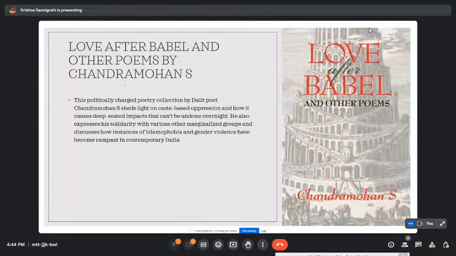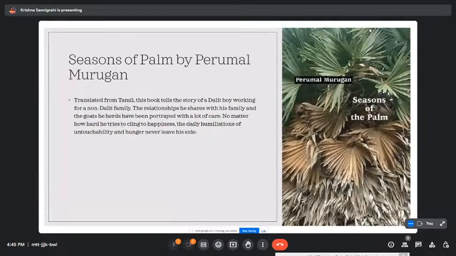Then comes Love After Babel and other poems by Chandramohan S. This politically charged poetry collection by the Dalit poet Chandramohan S. sheds light on caste-based oppression and how it causes deep-seated impacts that can't be undone overnight. He also expresses his solidarity with various other marginalized groups and discusses how instances of Islamophobia and gender violence have become rampant in contemporary India. Then Seasons of the Palm by Perumal Murugan.